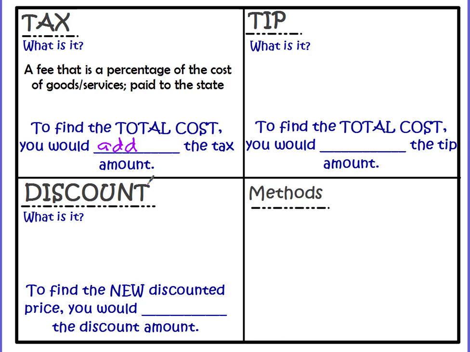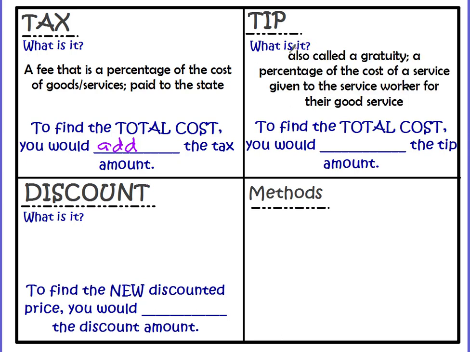Okay, what about a tip? What is a tip? A lot of you probably said, oh, it's what you pay your waiter or your waitress at a restaurant. And that is true. A tip is also called a gratuity. Can you say gratuity? It is a percentage of the cost of a service given to the service worker for providing you with good service or doing a good job.